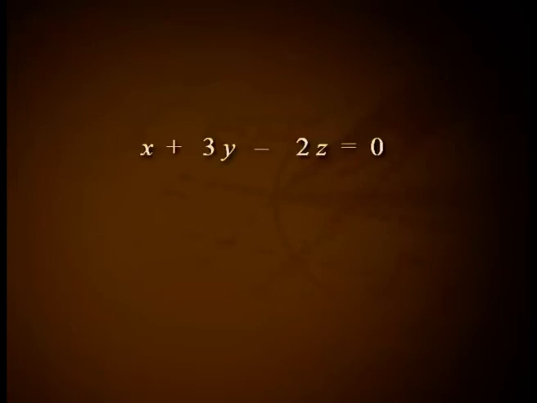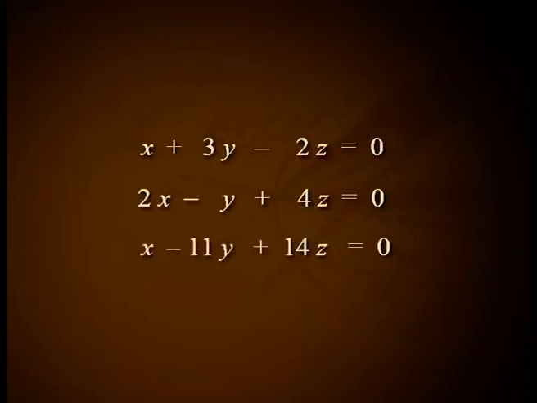Example 1. Solve completely the system of equations x plus 3y minus 2z is equal to 0, 2x minus y plus 4z is equal to 0, x minus 11y plus 14z is equal to 0. Solution. The matrix equation corresponding to the given system of equations is given by matrix 1, 3, minus 2, 2, minus 1, 4, 1, minus 11, 14 into column matrix x, y, z is equal to matrix 0, 0, 0.